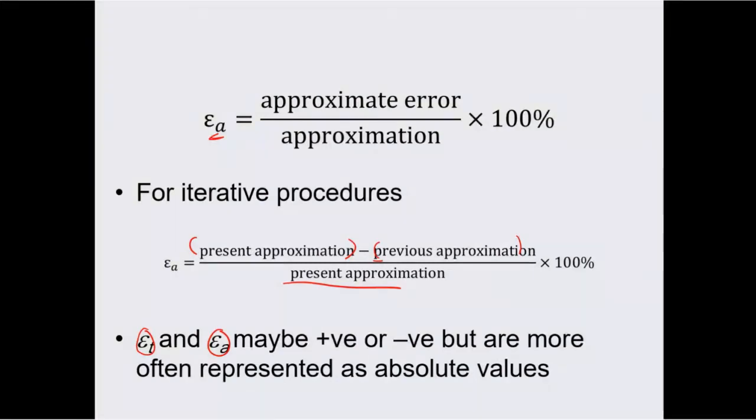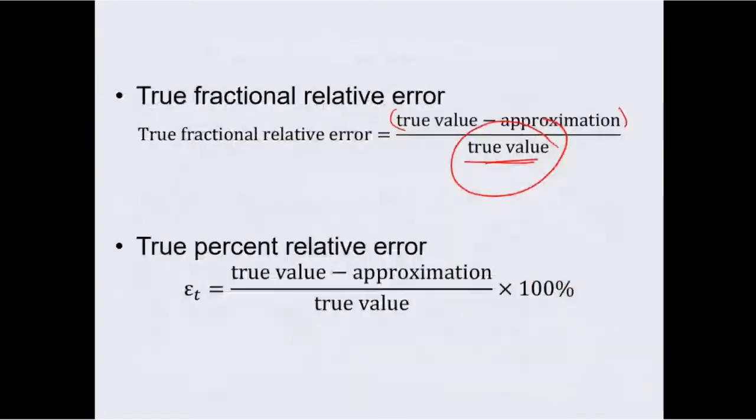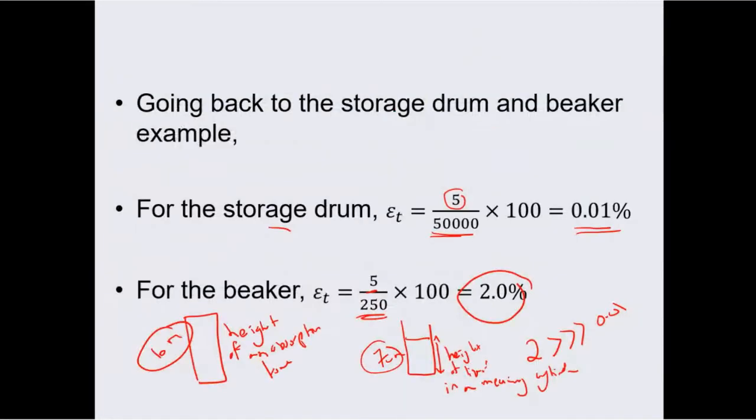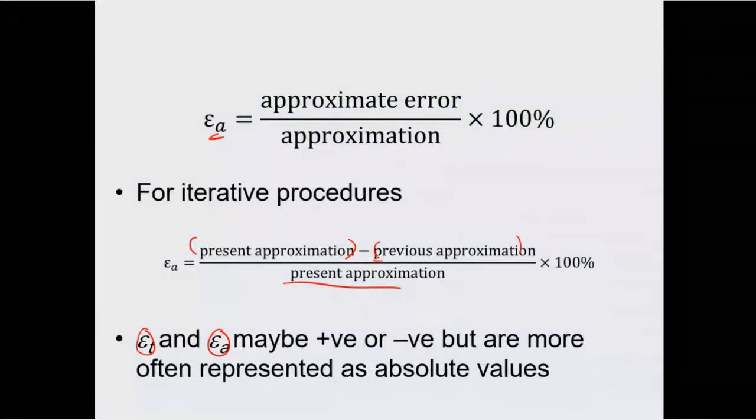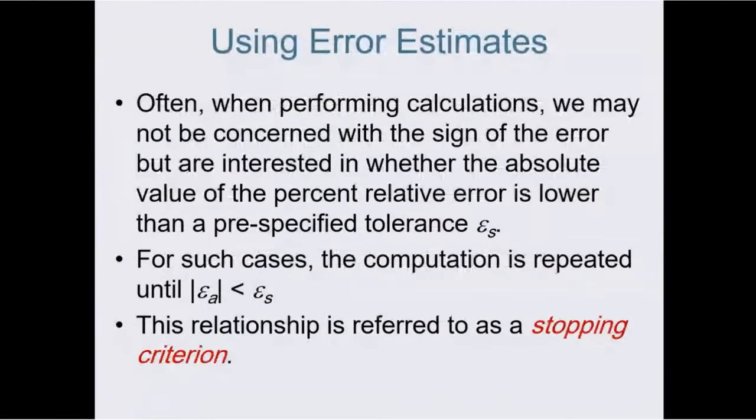It says here the relative errors, the true or the approximate, can be positive or negative depending on whether the value comes out to be positive or negative, but usually we represent them as absolute values. So to only get positive values, we don't use negative values for errors.